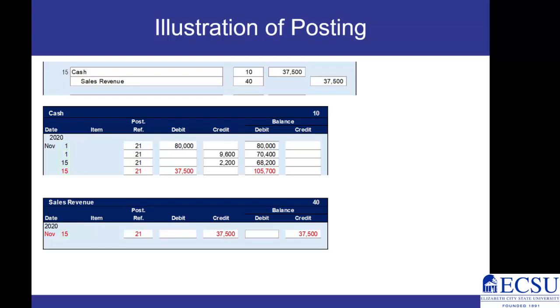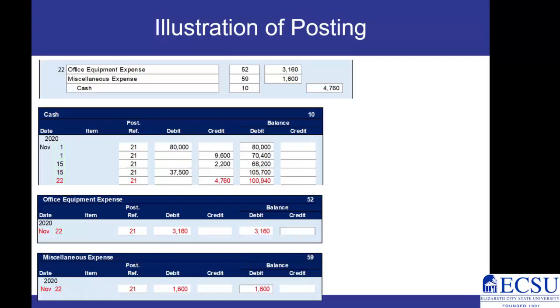Now another journal that we have done is cash account debit and sales revenue credit. So you can see I've gone to the cash account and I've written the 37,500 in the debit column. Now, because an asset account will increase with the debit, my new balance will go up to 105,700. Sales revenue is the first time that I'm having a transaction, so I have 37,500 in the credit, and I will also have a credit balance. So that's how we do the posting of those transactions.